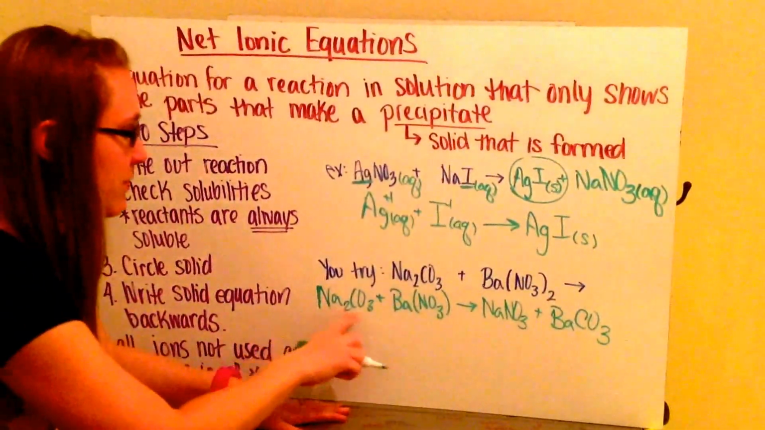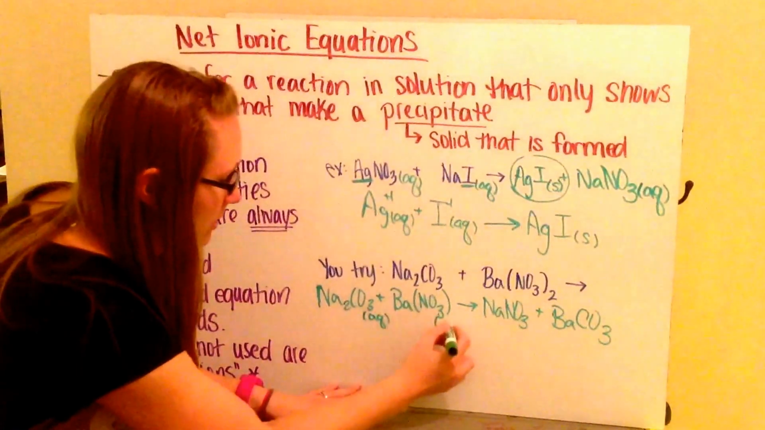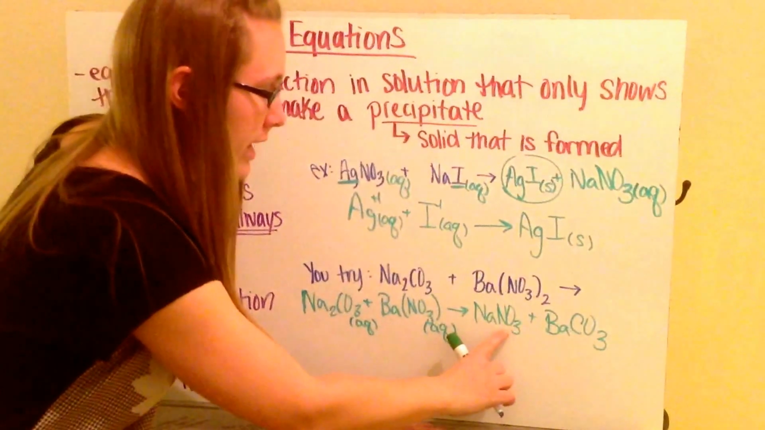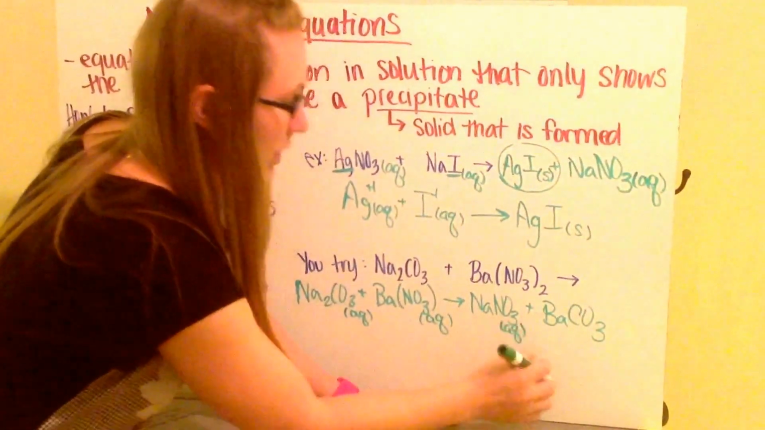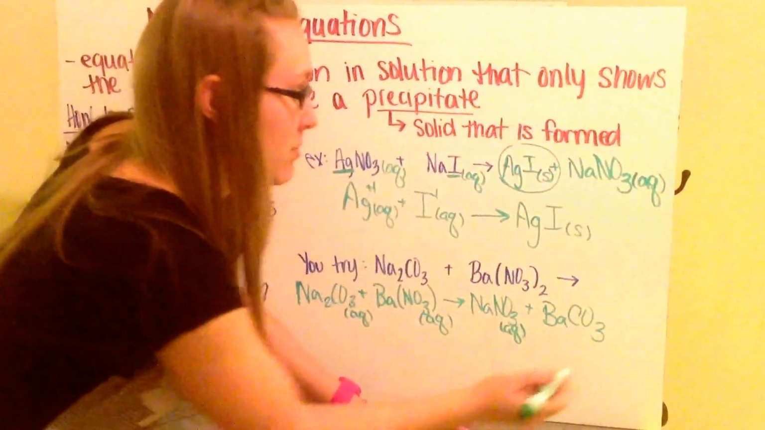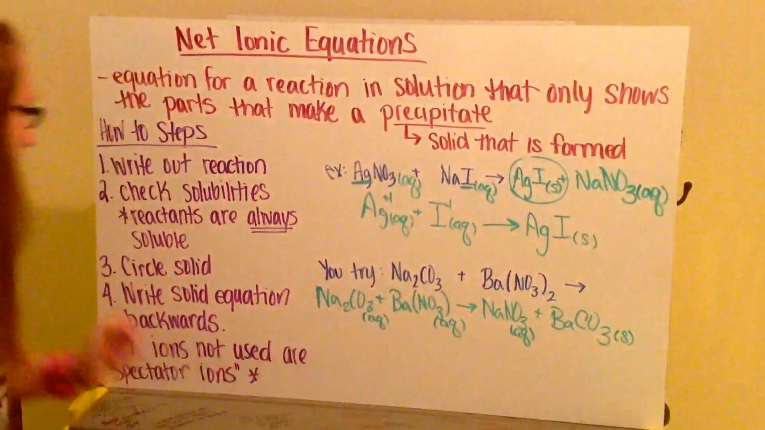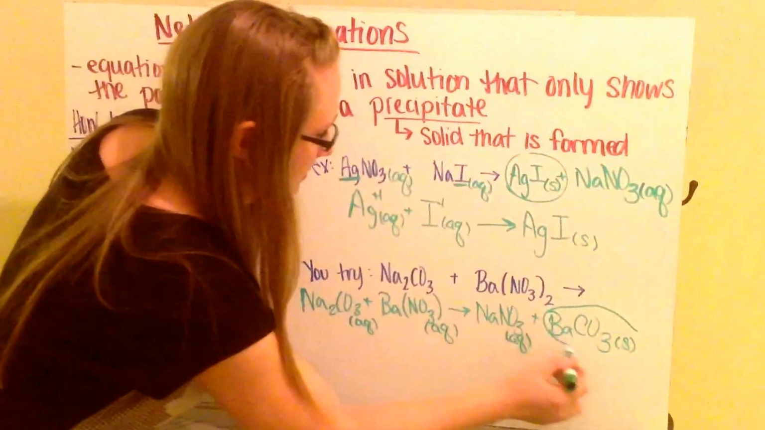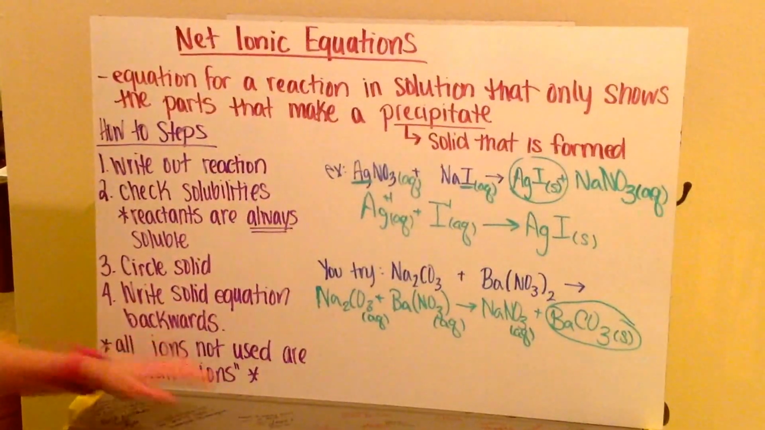And now I check my solubilities. My two reactants are always aqueous. All nitrates are aqueous, and carbonates are insoluble, so barium carbonate is going to be my precipitate, or my solid. I then circle my solid and write my solid equation backwards.